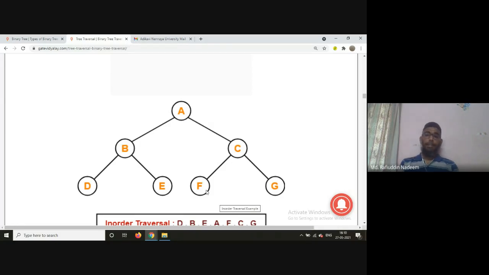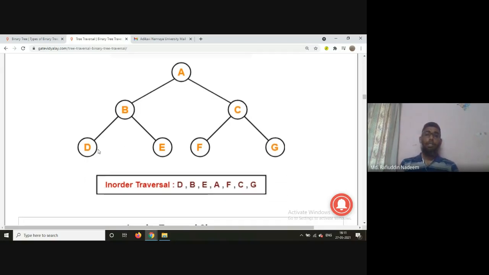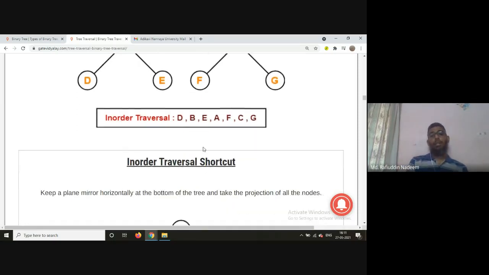After the completion of this, now you come to C, and after visiting the root C, you come to the right side. For G there is no left, so visit the root G, then right. So that's the reason why we have D, B, E, A, F, C, G. This is how you need to traverse.